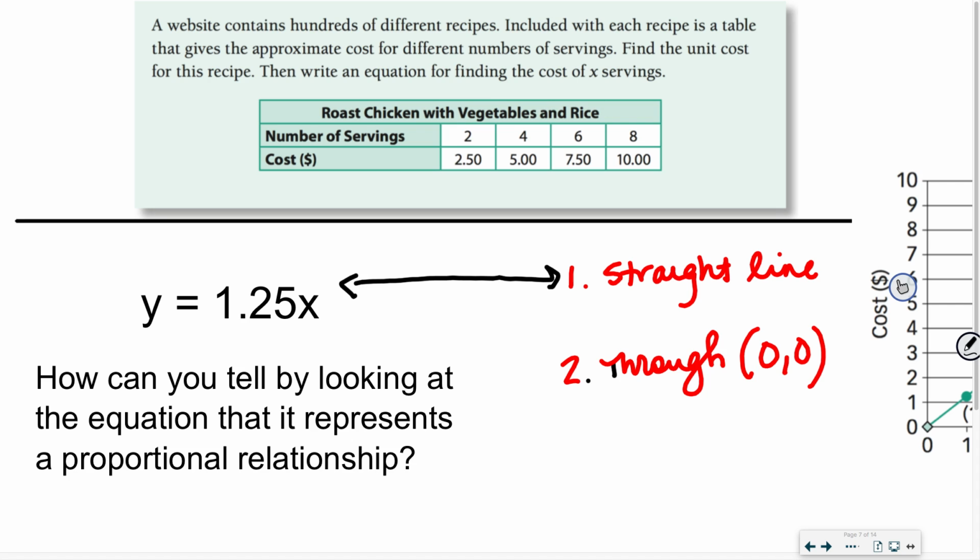Now, we've got this one. Constant rate, so it's going to be a straight line. How do we know, though, the second component? Because we have a lot of straight lines that are not proportional. So it's not just that it's straight. The other part is that it goes through the origin. How do I know that that equation goes through the origin?